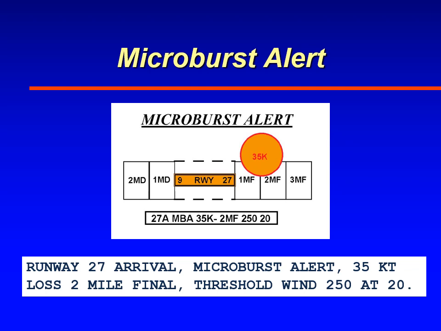Microburst alerts are issued when there is more than 20 knot wind shear in the departure or arrival corridor that is protected by wind shear detection equipment. Here is an example showing a 35 knot change in airspeed on final approach. Specifically, the air traffic controllers will issue this warning: runway 27 arrival, microburst alert, 35 knot loss, 2-mile final, threshold wind speed is 250 at 20 knots.